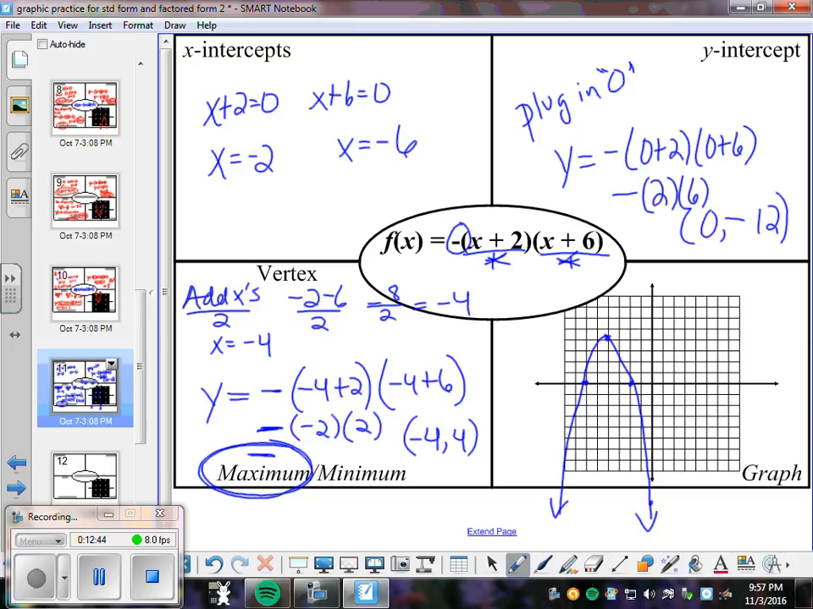Okay, so check your graph, put this in your y equals just like it is, and check the graph to make sure it matches. Okay, add your x's, divide by 2 to find what you plug in to get your max or min, the vertex.